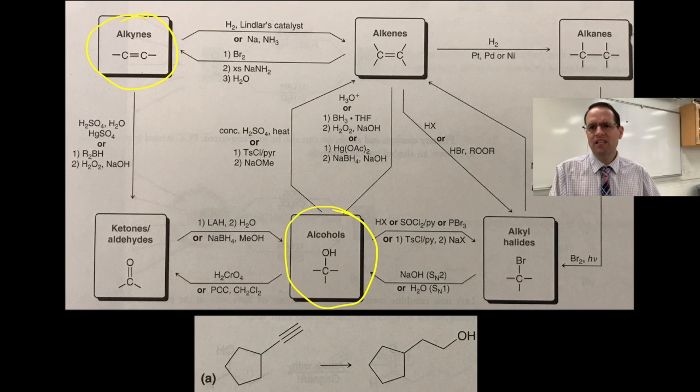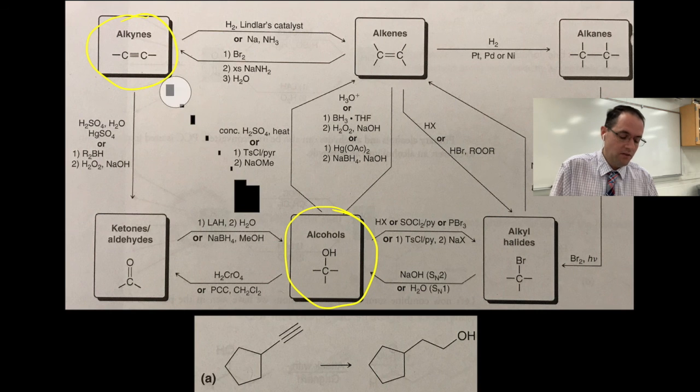Now, you can think of each of these functional groups in these boxes that are bolded as international airports. There are a lot of flights coming in and going out, but there's no direct flight from an alkyne to an alcohol that we've taught you in this class. So what we need to do is think about how we are going to get there. And this is where this map is very helpful.